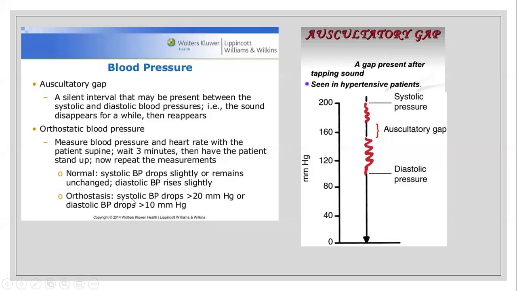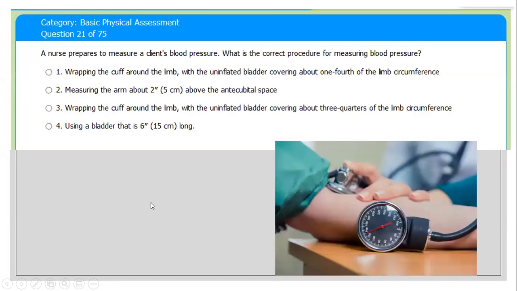Normally, the systolic blood pressure drops slightly or remains unchanged. Diastolic blood pressure rises slightly. Orthostatic hypotension means systolic blood pressure drops more than 20 millimeters of mercury, or diastolic blood pressure drops more than 10 millimeters of mercury. Next question. A nurse prepared to measure a client's blood pressure.